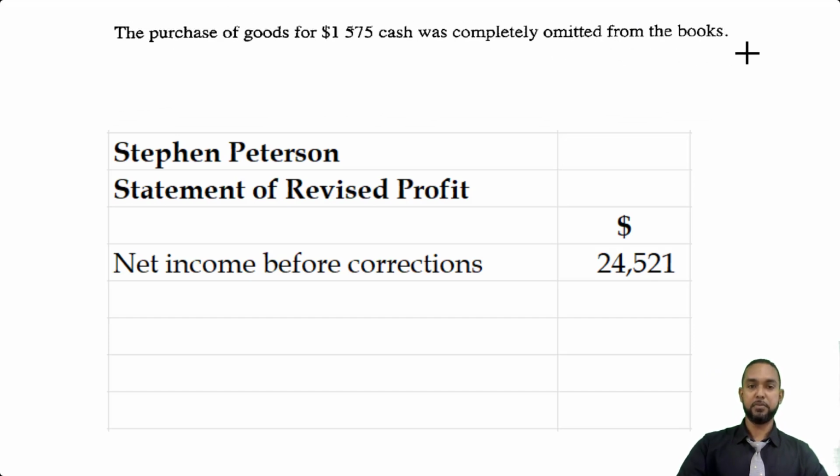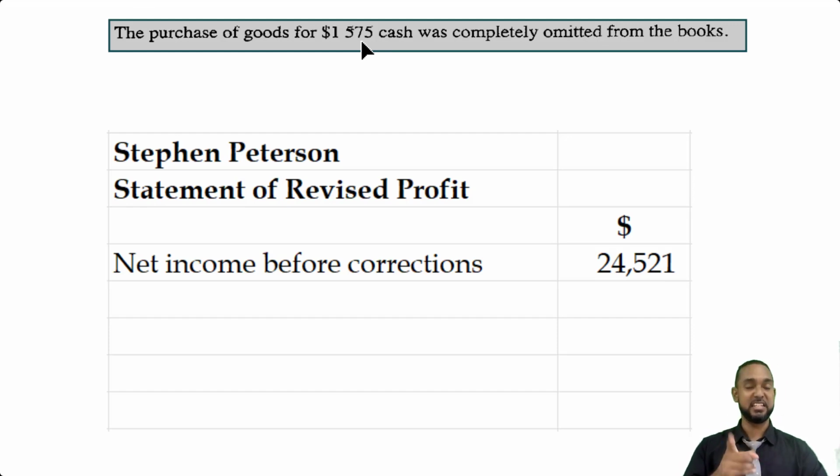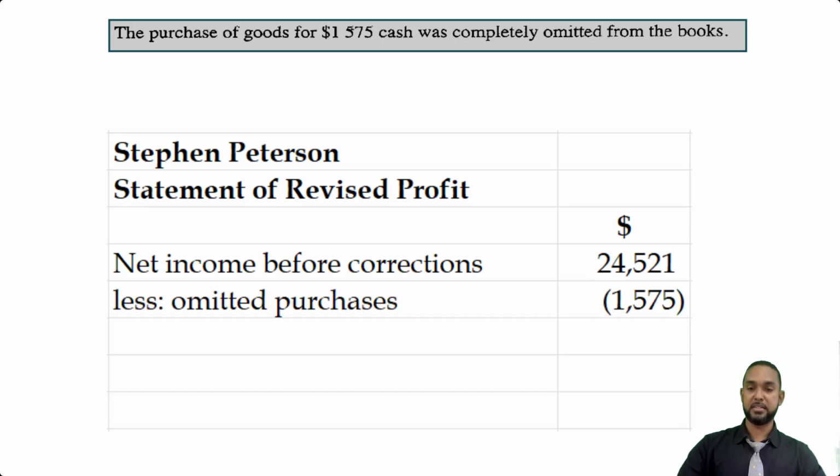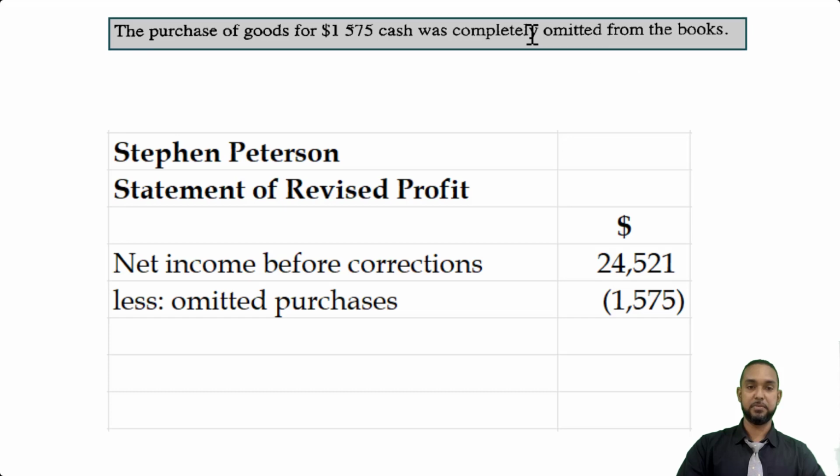Next, we have the purchase of goods was omitted. Right, purchases is an expense. If it was omitted, that means it was left out. If you leave out purchases or an expense, it means your expenses are going to be too low. If your expenses are too low, your profit is going to be too high. So when we fix that, we're going to have to put in the purchases that was missing. And when you put it in, your expenses are going to go up. When your expenses go up, guess what happens to profit? It comes down. So in this case now, we are simply going to put less omitted purchases, 1575.